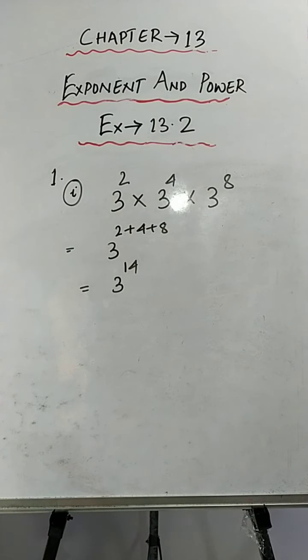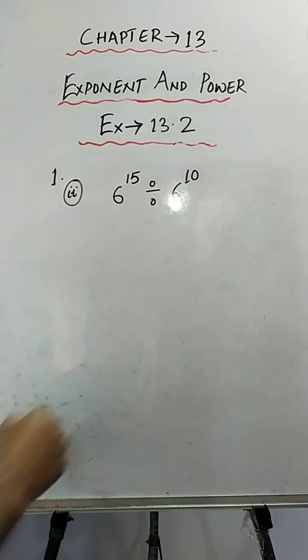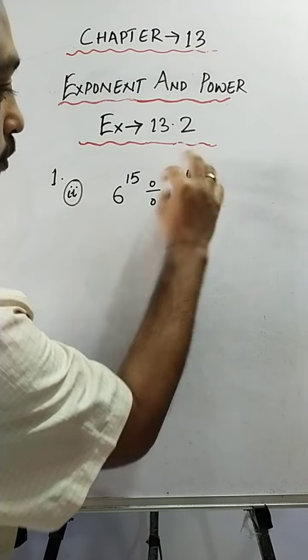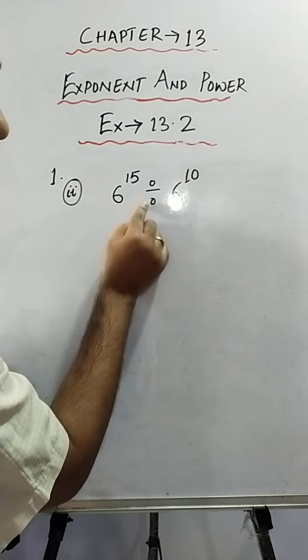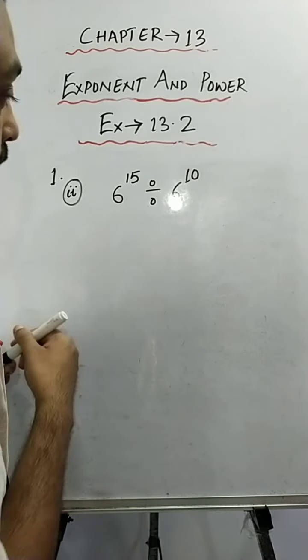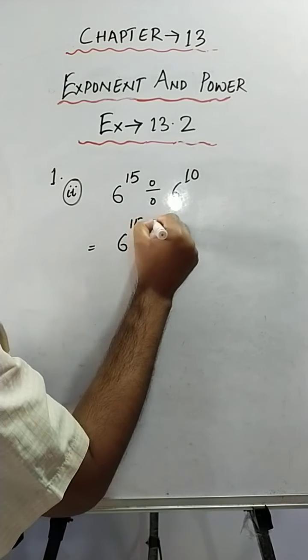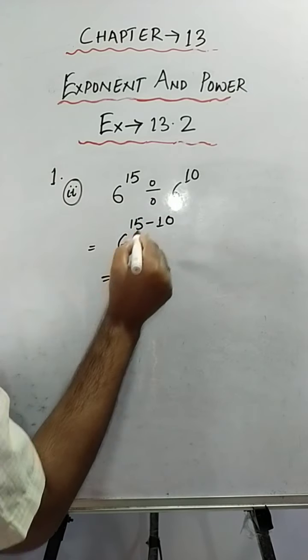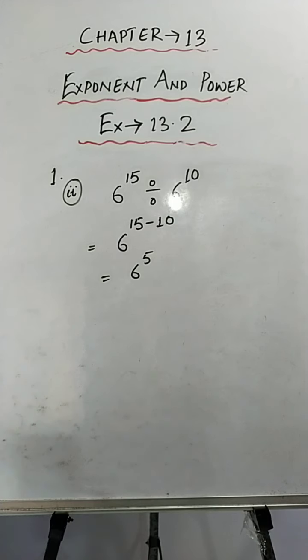Now let's move on to sum number 2. We have again two exponential forms given. The bases are the same and the division sign is in between. So what do we have to do with the powers? We have to subtract the powers, isn't it? So we'll write 6 to the power 15 minus 10. 15 minus 10 is 5. So the answer would be 6 to the power 5.